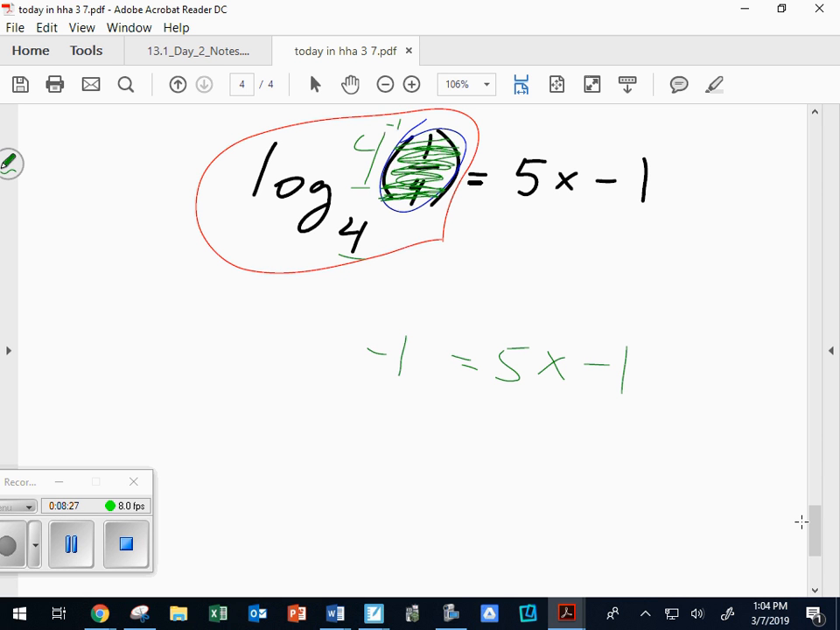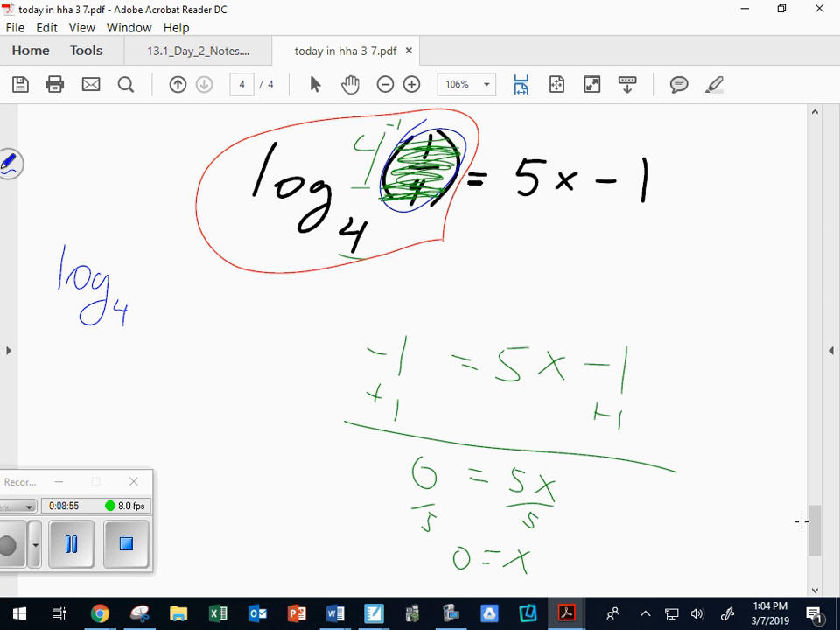All right. Now, remember me saying you should check it? This is feeling a little fishy. Dividing by 5 on both sides, and 0 equals x. That doesn't maybe feel right, so I'm going to check. How am I going to check? Plug a 0 in where? So, here's back to the original. The original said this. Log base 4 of 1/4 was equal to 5x minus 1.